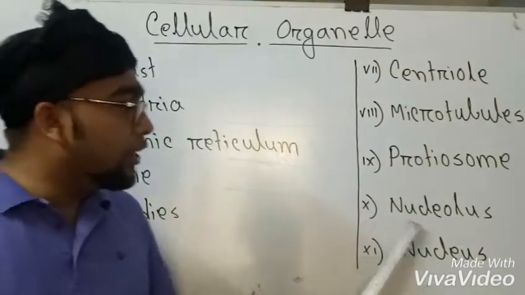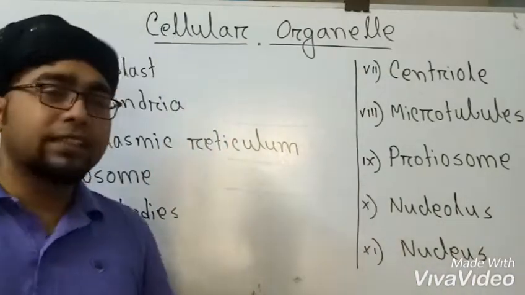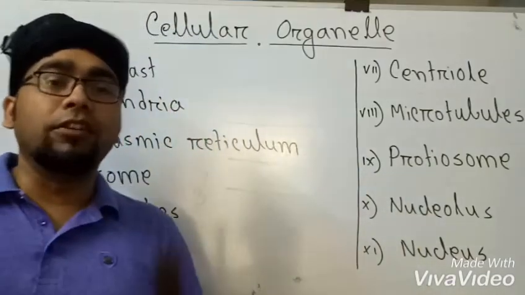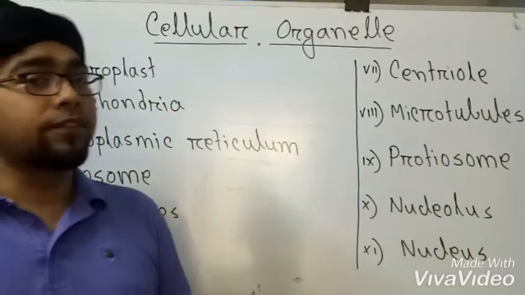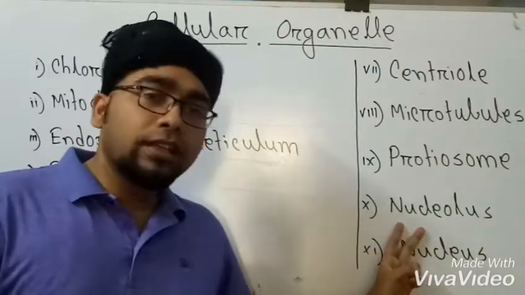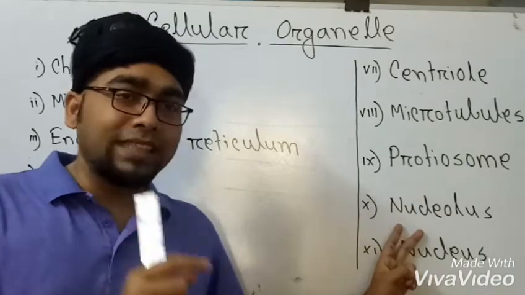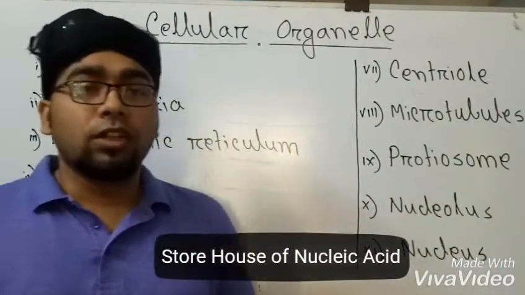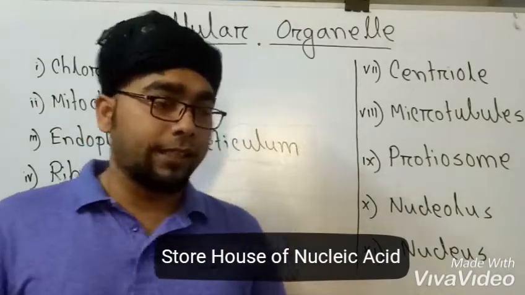Okay, next one, nucleolus. This nucleolus inside the nucleus can store different types of nucleic acid. As you know, there are two types of nucleic acid, DNA and RNA. As this nucleolus reserves or stores DNA and RNA, that is why this nucleolus is called the storehouse of nucleic acid.